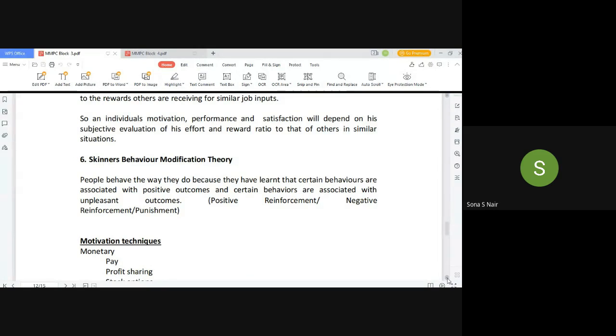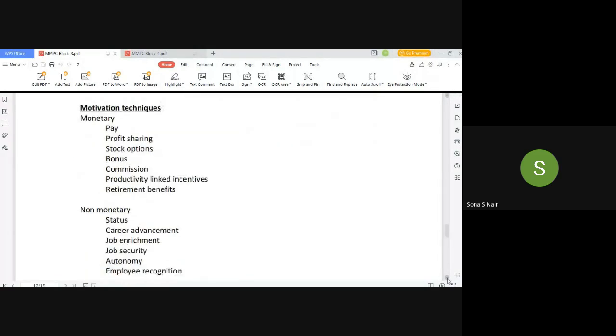Okay. The next topic that we are going to look at in brief is the motivation techniques, which we discussed above. As we looked at in the pages above, there is a division of motivation techniques into monetary and non-monetary. What are monetary? The salary, profit sharing options, stock options, bonus, which is given by a lot of companies, commission if it's some kind of sales job, productivity linked incentives, depending on how much production we have achieved, and retirement benefits. These are all monetary or economic.